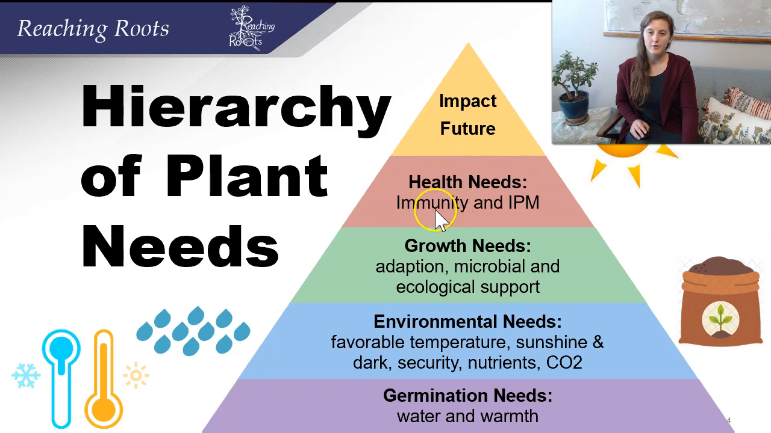Immunity is the ability for that plant's immune system to defend against that disease. And IPM is something that we as horticulturists and agriculturists can do to make sure that our plants stay healthy. IPM stands for Integrated Pest Management, and that's something we'll talk more about later on. If all these needs are met, that plant can then make future impact, meaning that it will be able to produce seeds or other ways of propagating, and that plant will grow into the future as the next generation and be able to provide food and ecological services.